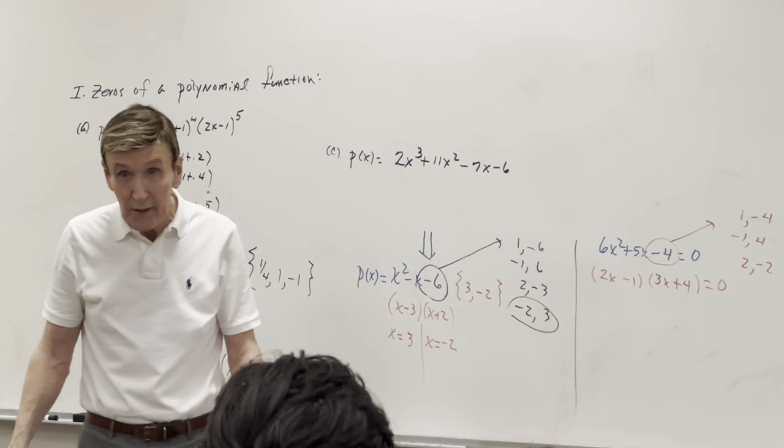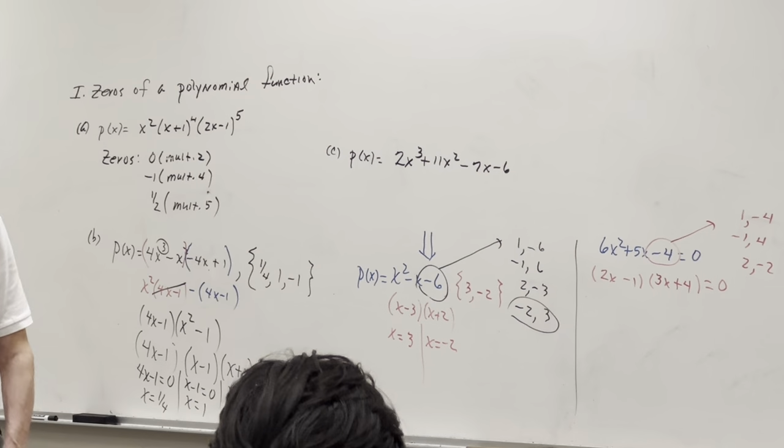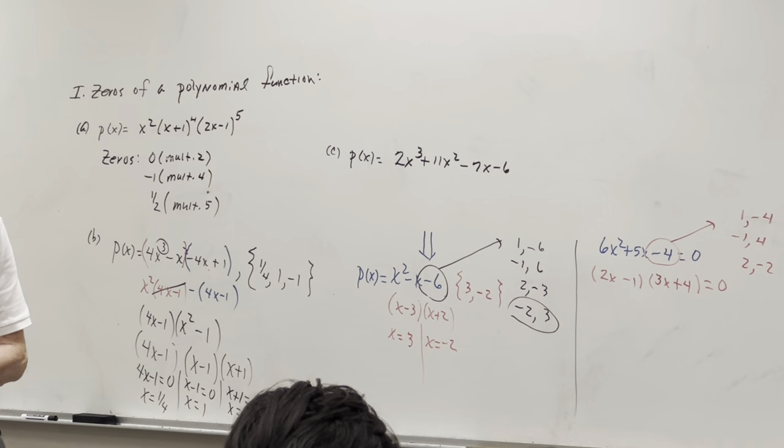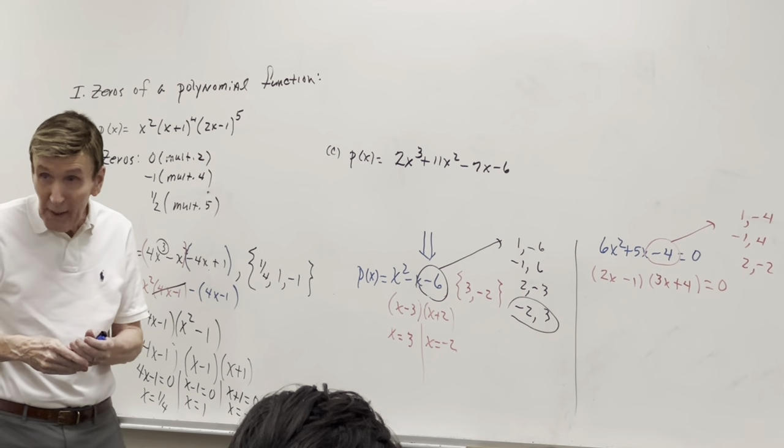I think those are the only factors of -4, right? Now, he was patient. He said, yeah, I just want to use that little method. Just list the factors of that constant term, and then be patient and test them.